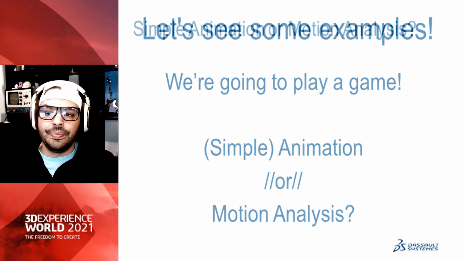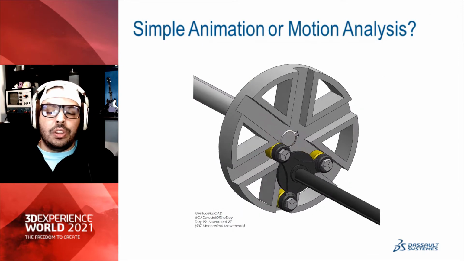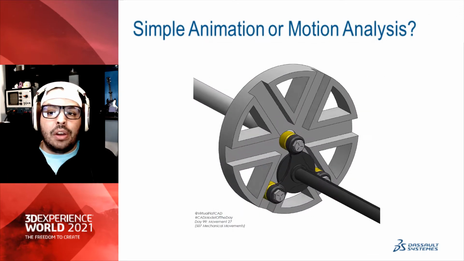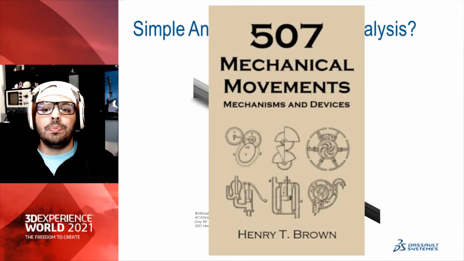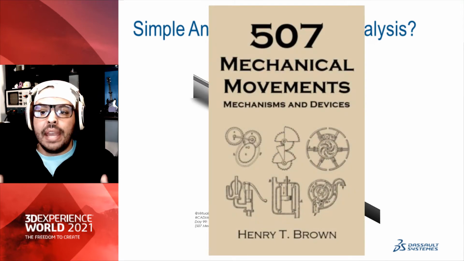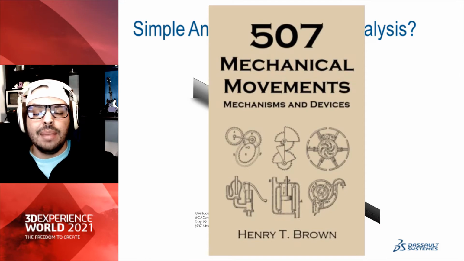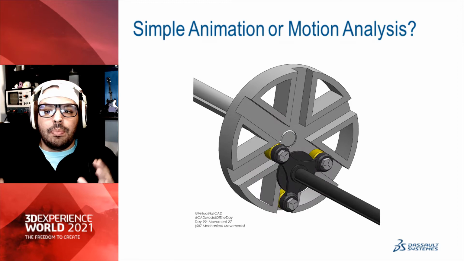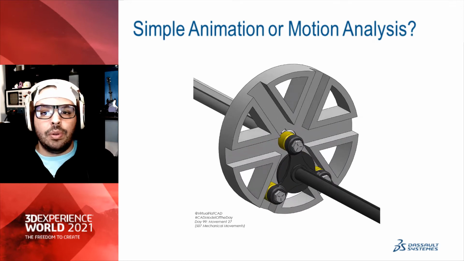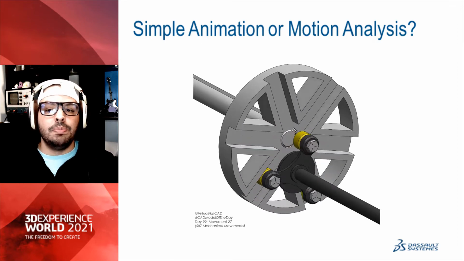Let's go. Alright, so this one was one of the first animations I ever posted to the Model of the Day project. This is from the 507 Mechanical Movements book, a book of mechanisms compiled by Henry Brown in the 1800s. They make excellent animation exercises, by the way. Check it out. But this one here is movement 27, where the black follower imparts its motion on the gray tracked wheel.